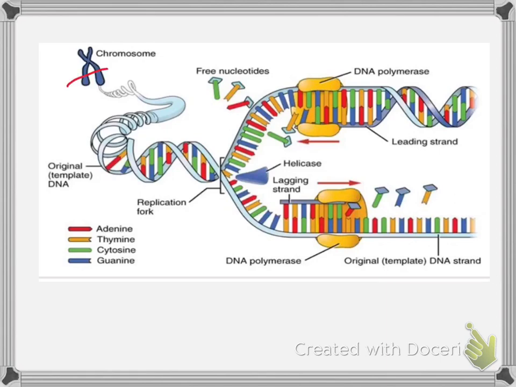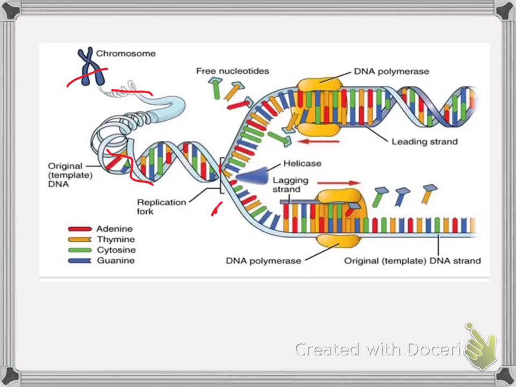Now look at this figure. Here you can see a chromosome. Inside the chromosome there will be a DNA, and here this is the origin of replication. This is the replication fork. The replication fork is the Y-shaped structure formed during the replication.